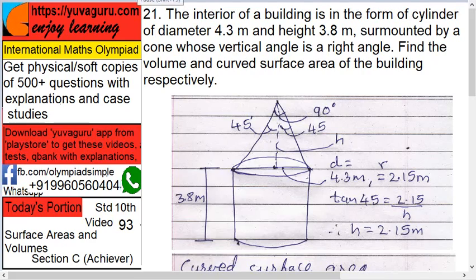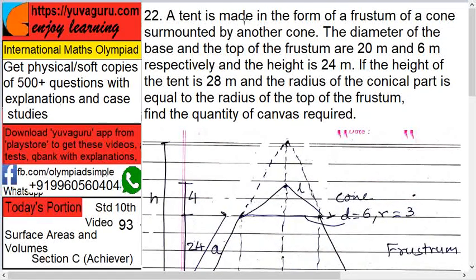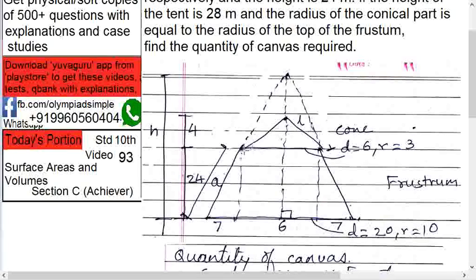Surface area. Next, a tent is made in the form of a frustum of a cone surmounted by another cone. Now understand this first line. This is important. A frustum of a cone means a section of a cone surmounted by another cone. See here, there are two cones. One is this base cone and second is this top cone, right?